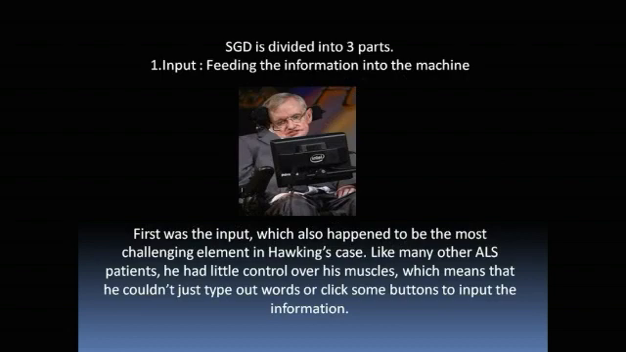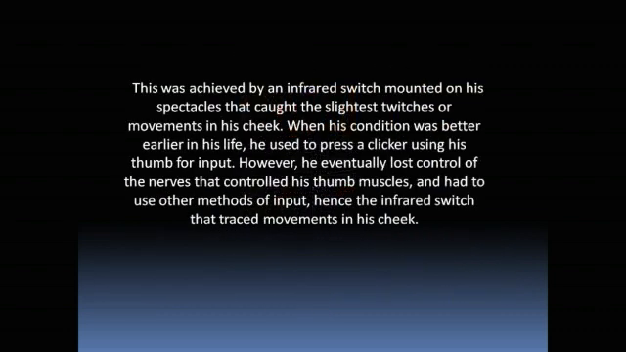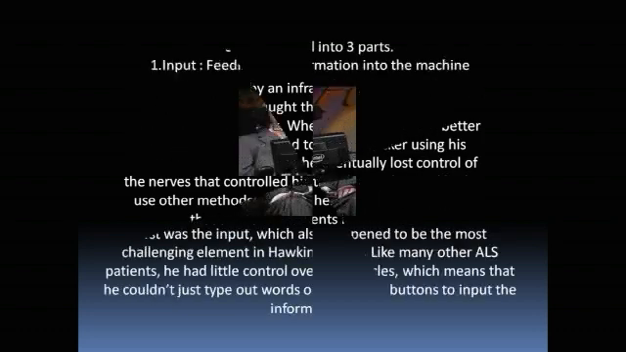SGD is divided into three parts. First, input, second, interface, third, output. Here, input is feeding the information into the machine, which also happened to be the most challenging element in Hawking's case. Like many other ALS patients, he had little control over his muscles, which means that he couldn't just type out words or click some buttons to input the information. This was achieved by an infrared switch mounted on his spectacles that caught the slightest twitches or movements in his cheek. The system can be seen in the picture.